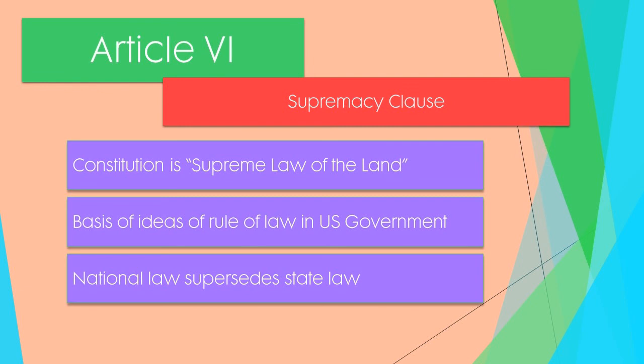It gives us the basic ideas of rule of law, things like that, like, the president must follow the laws just like any other citizen in the United States. And it gives us the basis for the fact that national laws supersede state laws. So if the United States passes a law that says one thing and Tennessee passes a law that conflicts with that, the only law that matters is the national law.